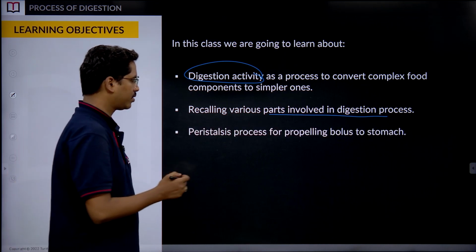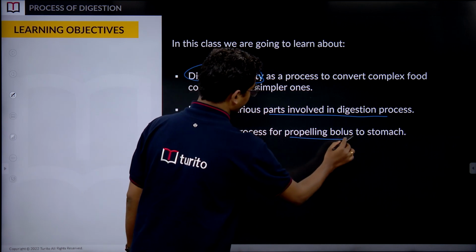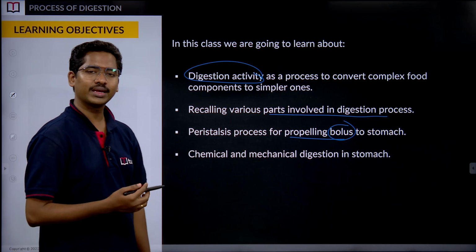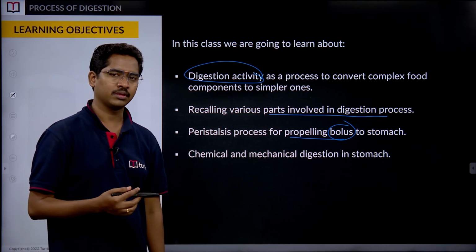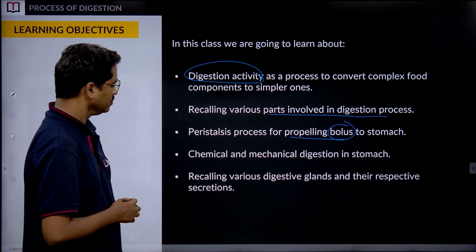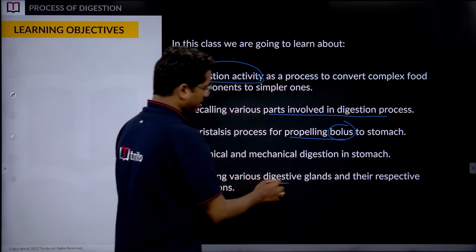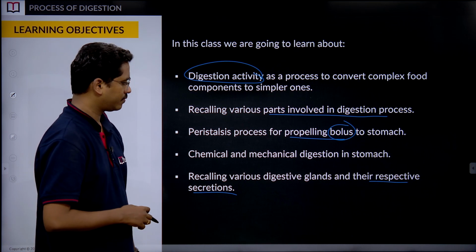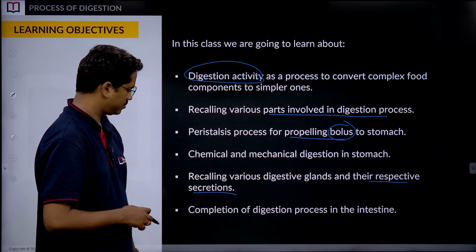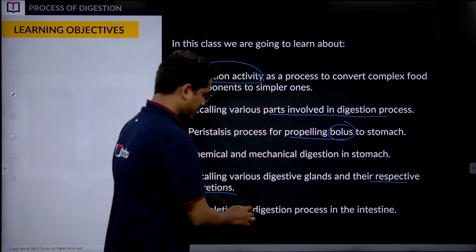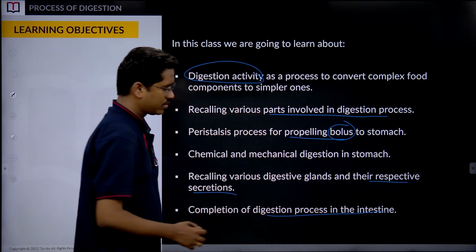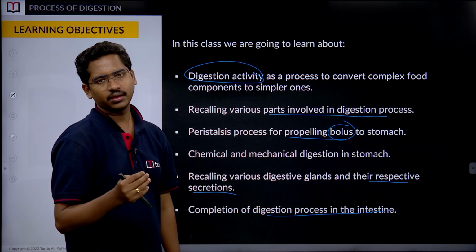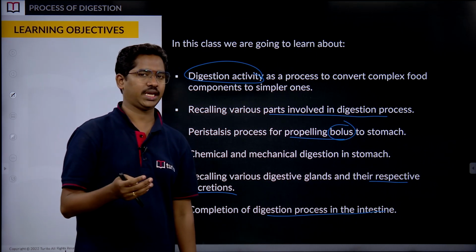So, we will also look into the process of peristalsis, which helps the propelling of bolus to the stomach, followed by chemical and mechanical digestion which takes place in the stomach. So, we will recall the digestive glands and their respective secretions, followed by completion of the digestion process in the intestine. Specifically, the digestion process gets completed in the small intestine, right.